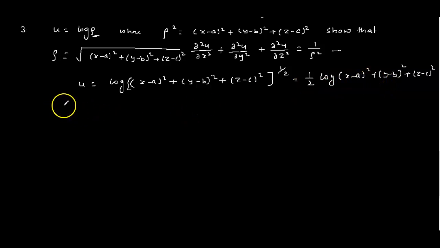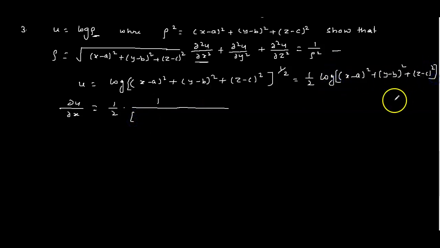So now we have to differentiate this u with respect to x two times. First let's try del u by del x. For del u by del x, the log differentiation is 1 by 2, the constant outside, and log differentiation is 1 by everything as it is. So you can write 1 upon x minus a whole square plus y minus b whole square plus z minus c whole square.